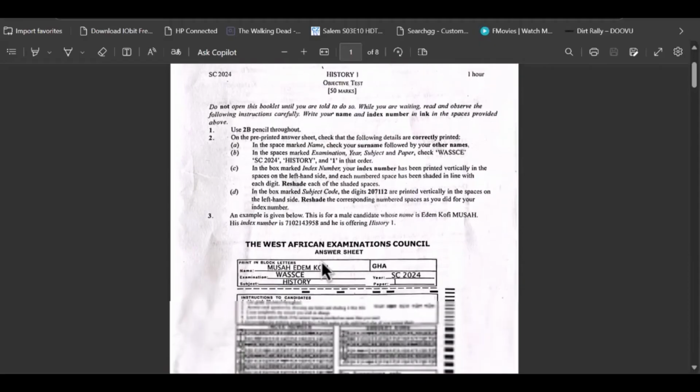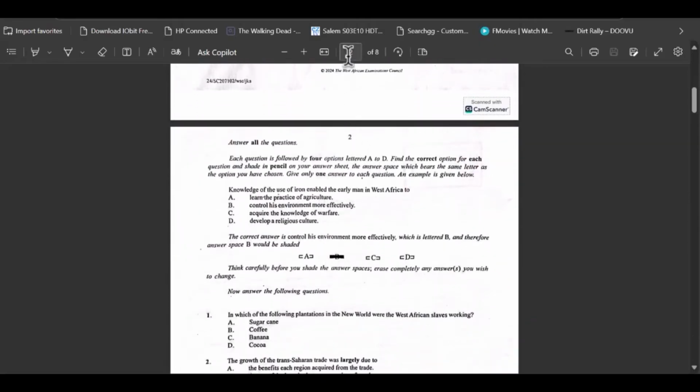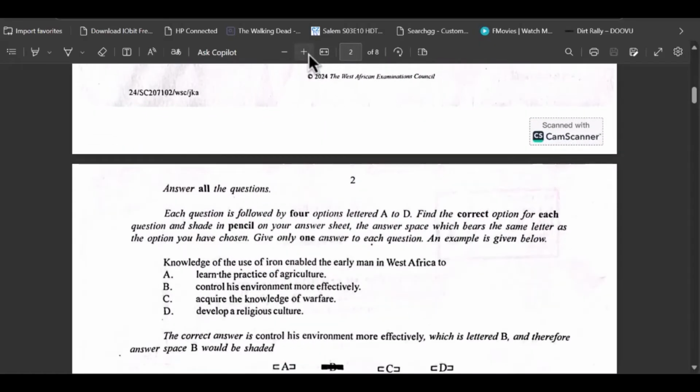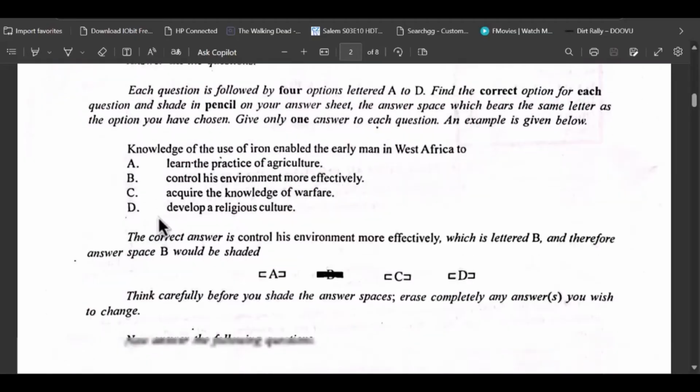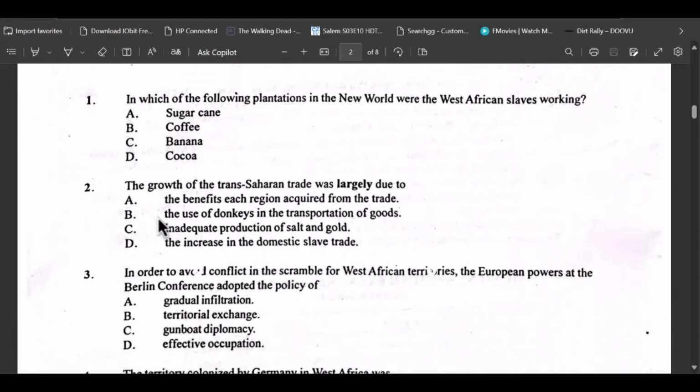Good. So let's begin with the questions. So let's start. Answer all questions. Each question followed by 4 options, letter A to D. So let's begin with question number 1.